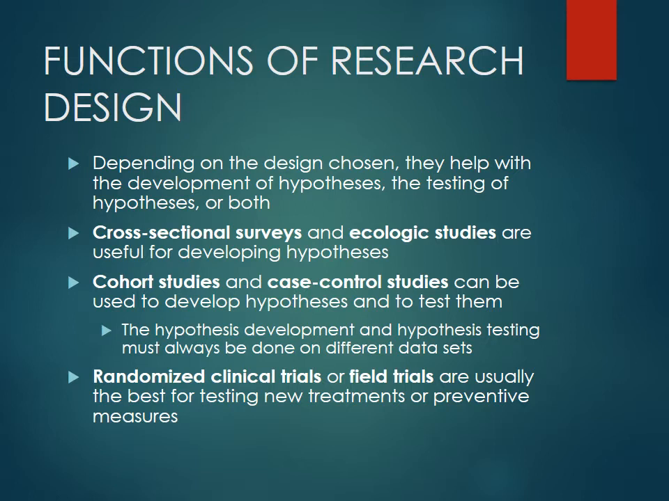And then randomized clinical trials or field trials are going to be most effective for looking at the actual outcomes and new treatments or preventative measures, right? And so if you remember, which ones are going to be more prospective in nature? So do you think a randomized controlled trial would be prospective or retrospective? Yeah, it should be prospective, right? So we'll talk about the different study designs, but keep that in mind. Think about which ones of these are going to be retrospective, prospective, because that's going to make a difference on the type of data we're getting.